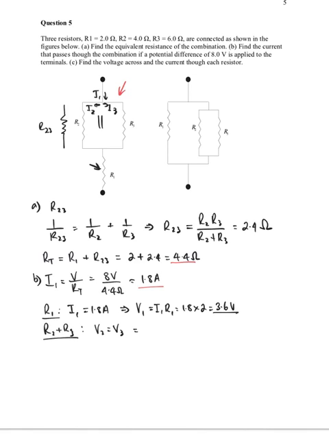And so therefore, I2 R2, that's the drop across V2, is equal to I3 R3. Okay, so then from that one we get that I3 equals R2 over R3 times I2. And so that's an equation.